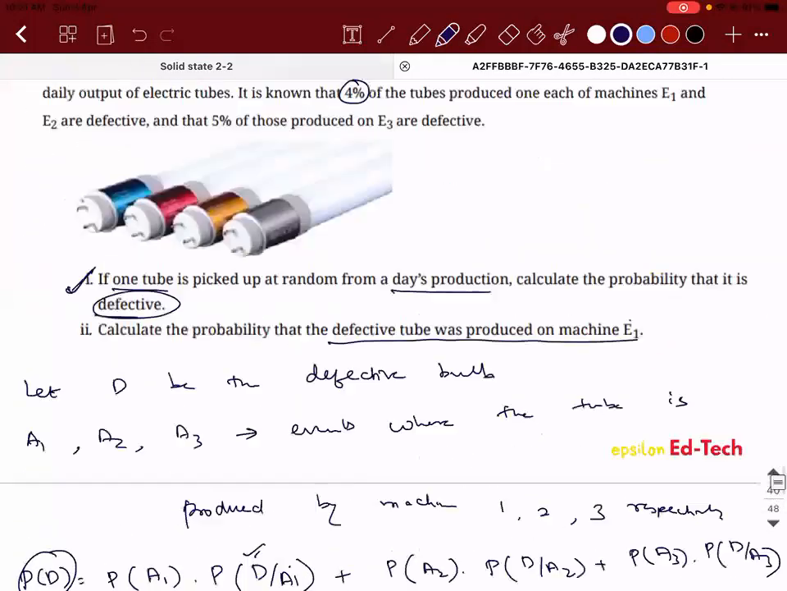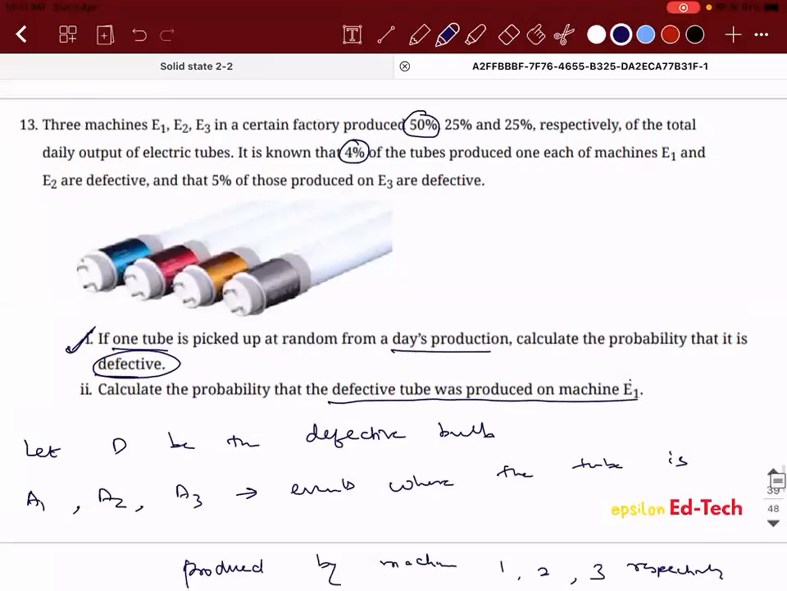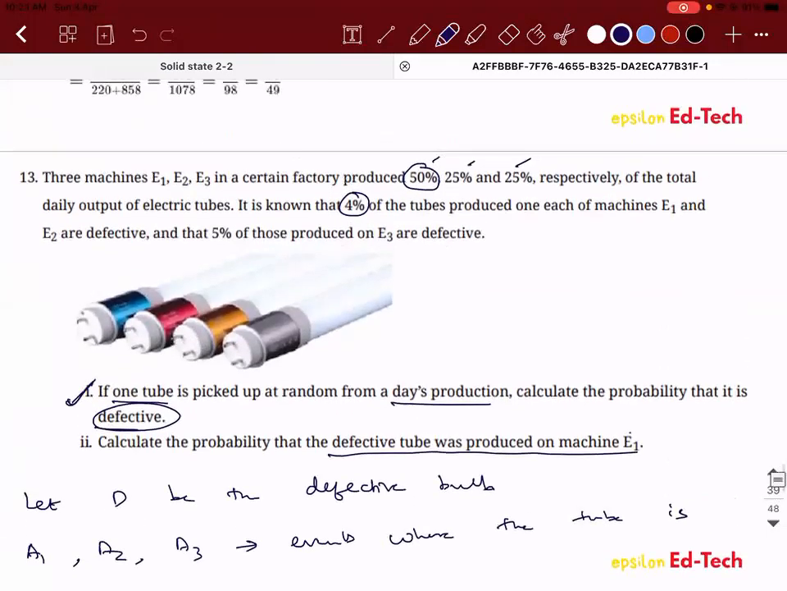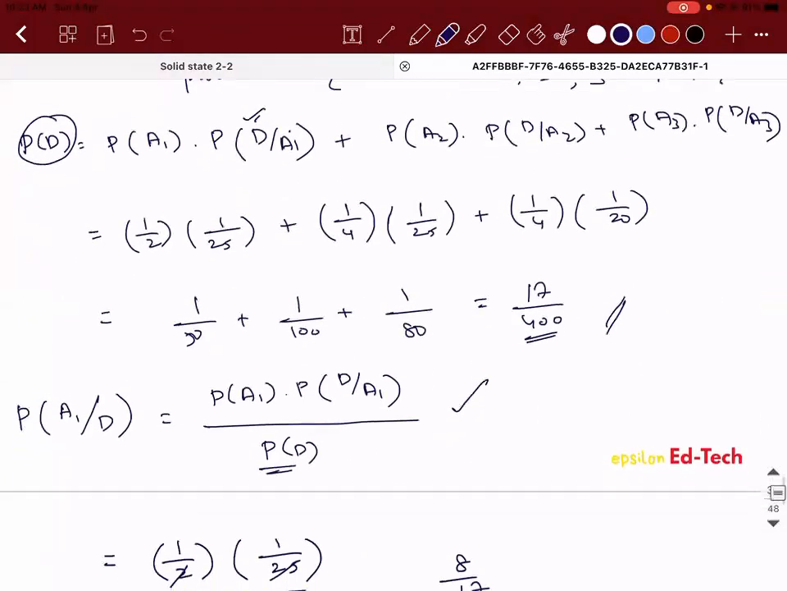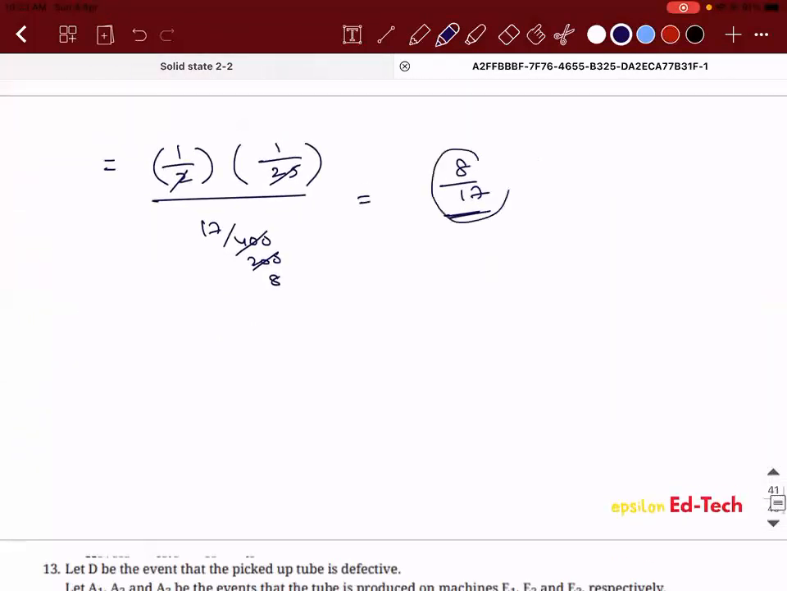So one thing I wanted to tell you guys is you can use Bayes' theorem whenever the events are what? What is the main condition? The events are supposed to be mutually exclusive and exhaustive at the same time. So generally when these percentage kind of things come, you will get 100%. At that point, you can think of using Bayes' theorem. So 8 divided by 17. I hope you understood, right?